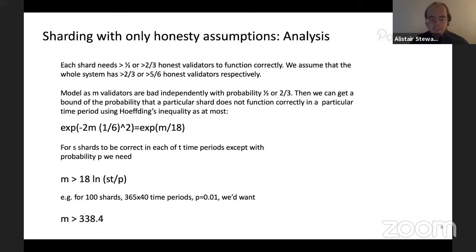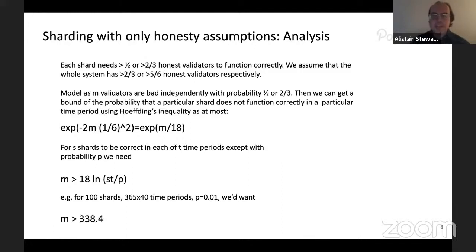Like say, I have 100 shards. I want to be secure for, suppose I change them once a day, 40 years. Actually, in Polkadot, we change them 4 times a day, so this is 10 years I want to be secure for. And we have a 1% chance of failure. We put all these things in. It scales quite nicely, logarithmically in all these things, but the constant is not amazing. And it tells me I need 338.4 validators on each shard. Now, this analysis isn't tight, but it's not too far off. And yes, we do need hundreds of validators for each shard.